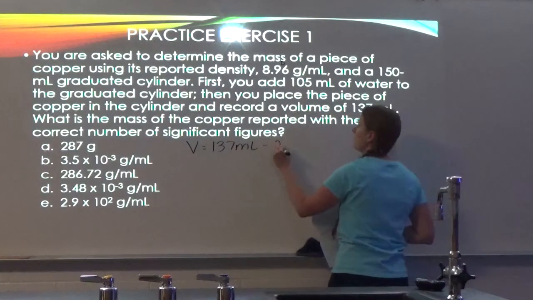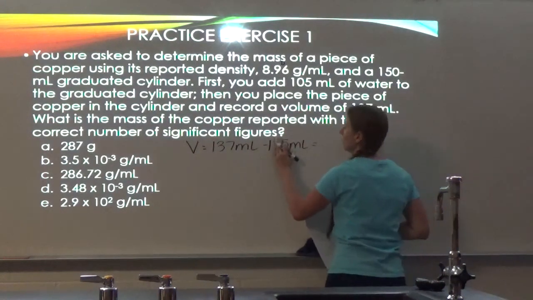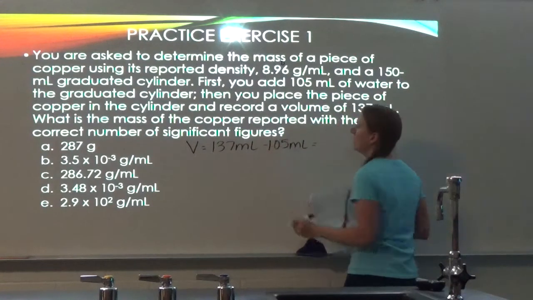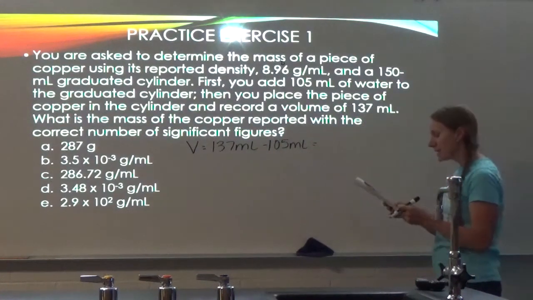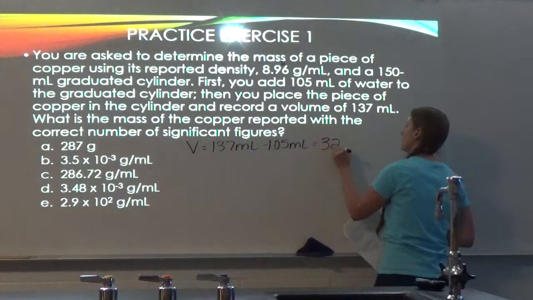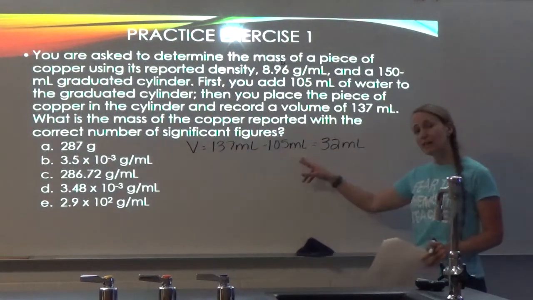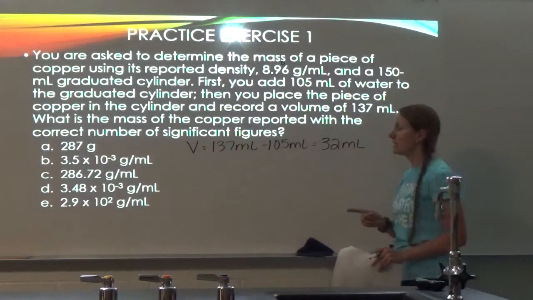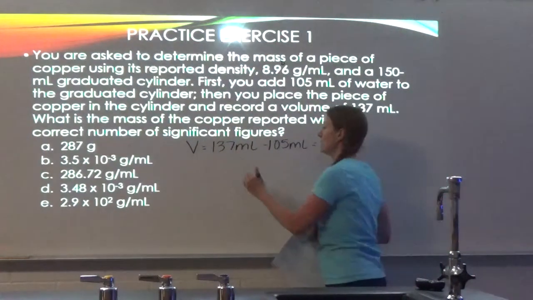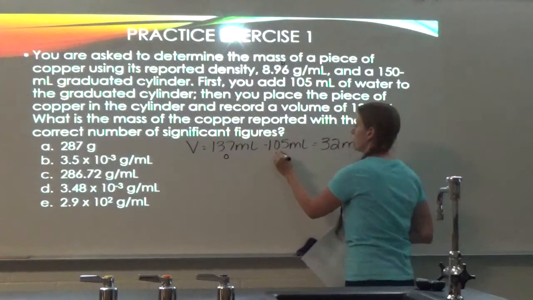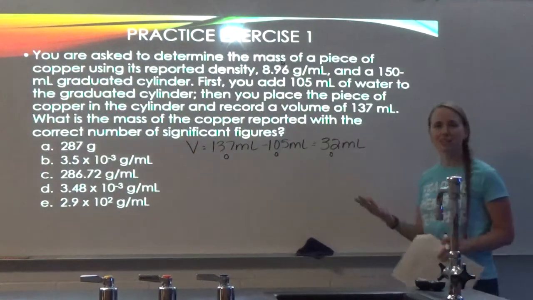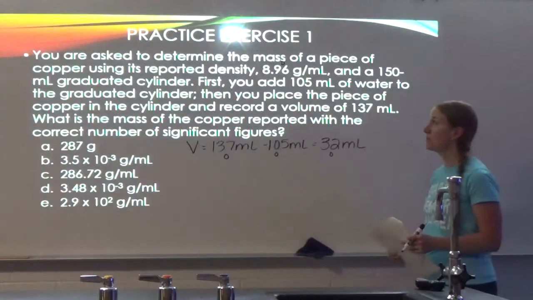Just the water was 105. Decided to write my 0 first, I guess, but I didn't do a good job. All right, so once I subtract, I'm going to get 32 milliliters for the volume of the copper. So I'm subtracting, so I need to count decimal places. This has no decimal places. This has no decimal places. My answer already has no decimal places, so I don't have to round.